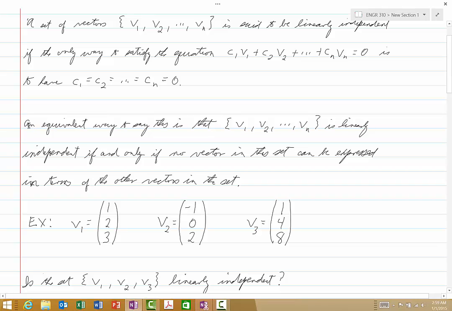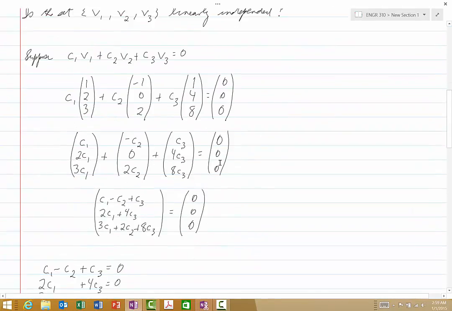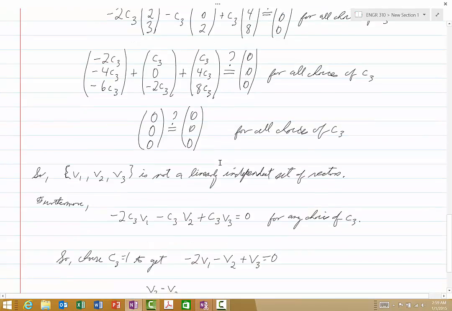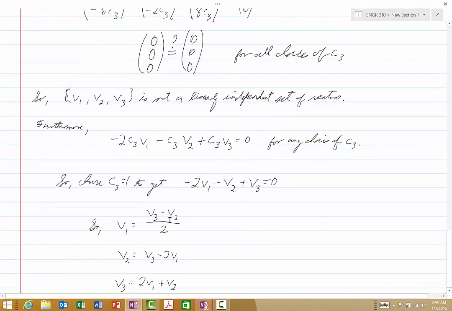So, just to remind you, an equivalent way to say this is that the set is linearly independent if and only if no vector in this set can be expressed in terms of the other vectors in the set. So that's equivalent to saying they're linearly independent. So if they're not linearly independent, that means that at least one of them must be able to be expressed in terms of the others. But in this case, it turns out that all three of the vectors can be expressed in terms of the other two vectors in the set.